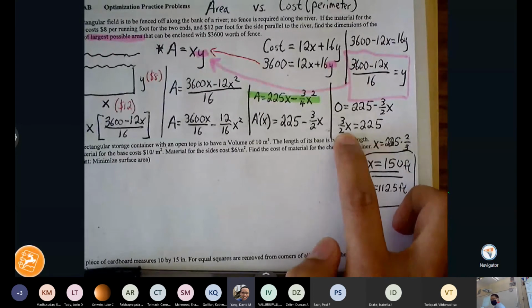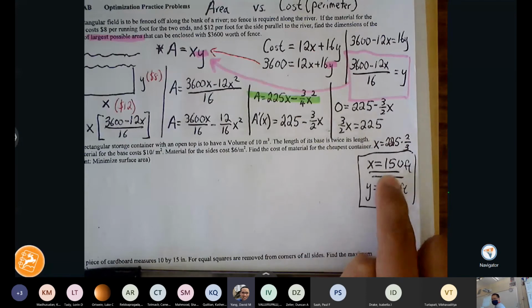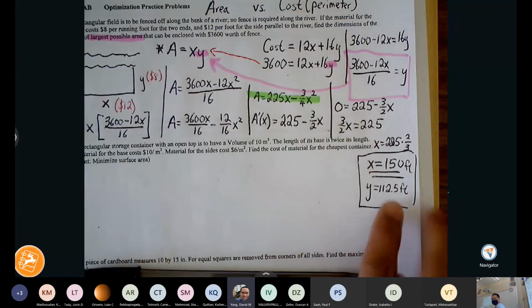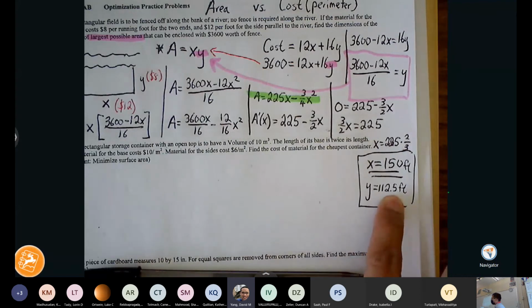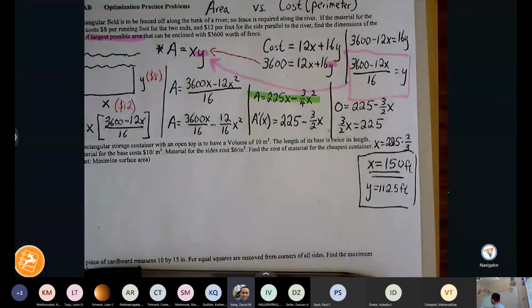Solve for x. Divide by 3/2, which is the same thing as multiplying by the reciprocal, 2/3. So I got x equals 150. But if you decide to solve for y first, you should have gotten 112.5 first, and then you can substitute in to solve for x.